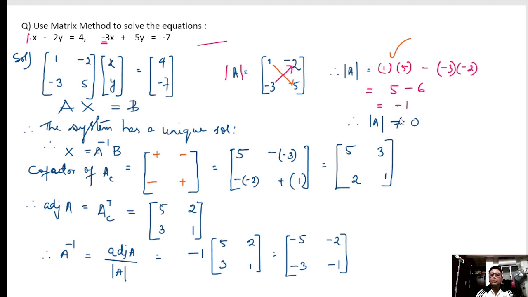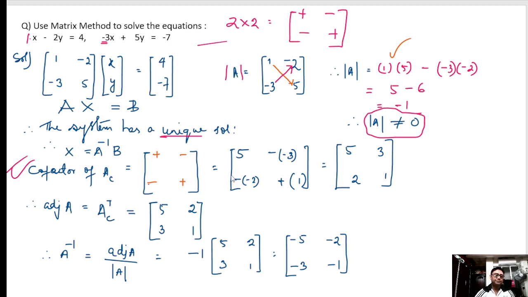So now let's move on to the solution. Mod A is not equal to 0, that means it is a unique solution. Now how to find X? X will be A inverse of B. So how to find the A inverse? First find the cofactor. For the cofactor, please remember to put the sign like this: plus, minus, minus, plus, for a 2 by 2 matrix. Put the sign first.